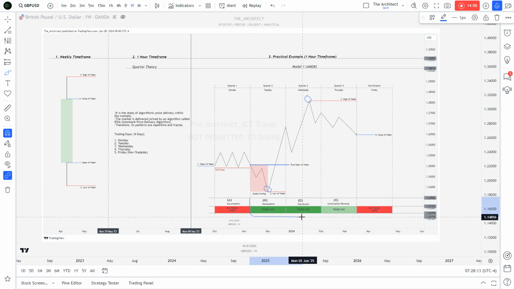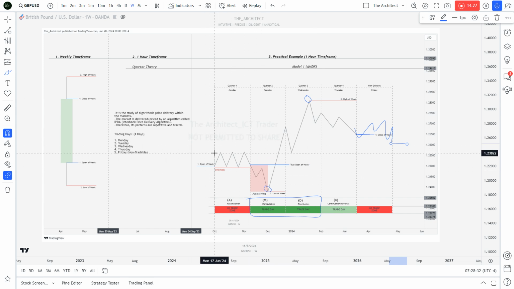These two should be what you highly focus on, right? And then once Thursday closes, that's the true close of the week. And then Friday does its thing, and then you get the close of the candle, right? So this model itself is AMDX. Remember, you wait for Monday to unfold. Monday will then tell you what the rest of the week will look like. Let's go on to the second model.